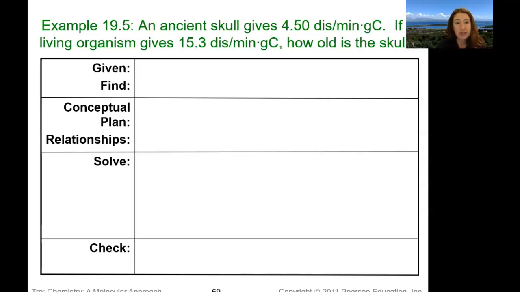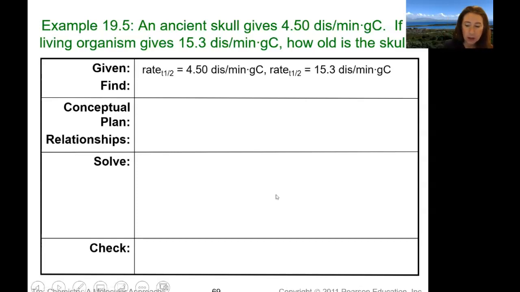They just have different units. Units are important as long as they're the same. So an ancient skull gives 4.5 disintegrations per minute per gram of carbon. If the living organism gives 15.3 disintegrations per minute per gram of carbon, how old is the skull? Here is the data they're giving us about how much is there, and they want to know how old. How many years old is it?